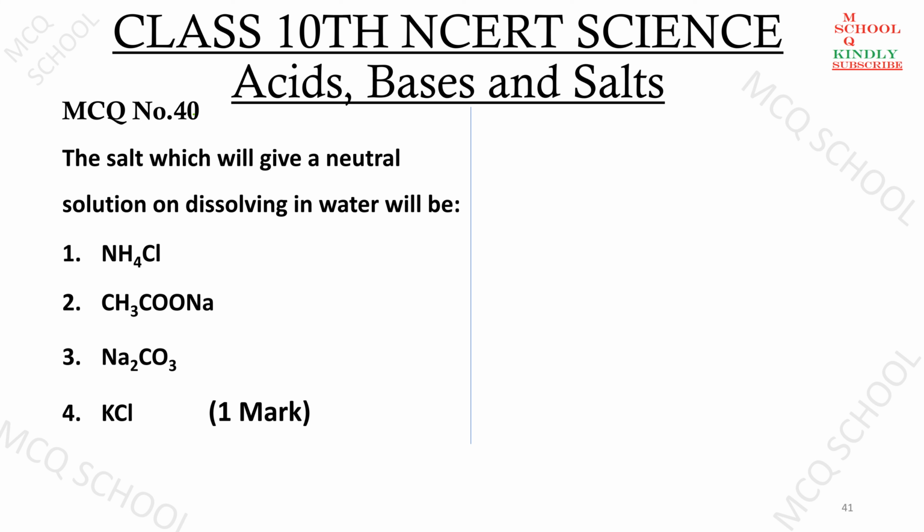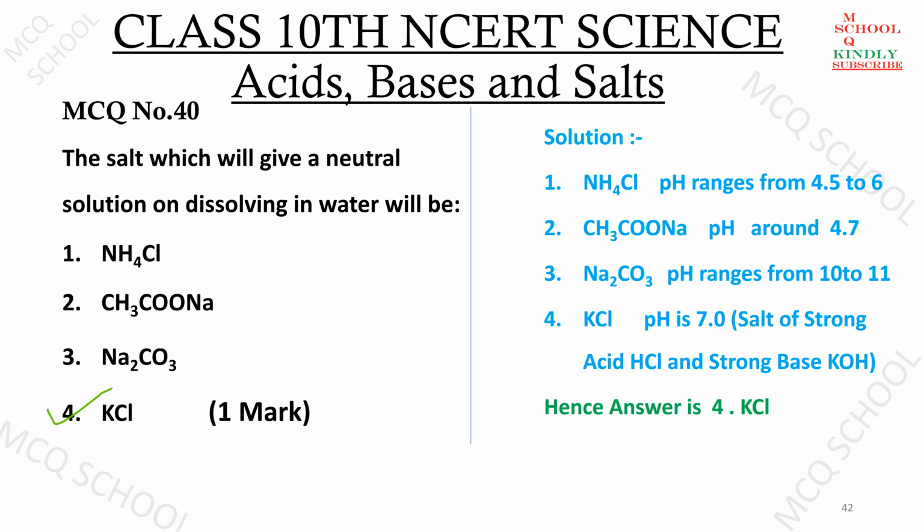MCQ number 40. The salt which will give a neutral solution on dissolving in water will be, options are 1, ammonium chloride, 2, acetic acid, 3, sodium carbonate, 4, potassium chloride. What's the good answer as per you? When we say that the salt shall give a neutral solution, that means the salt shall have pH 7. So let us check for all the salts.